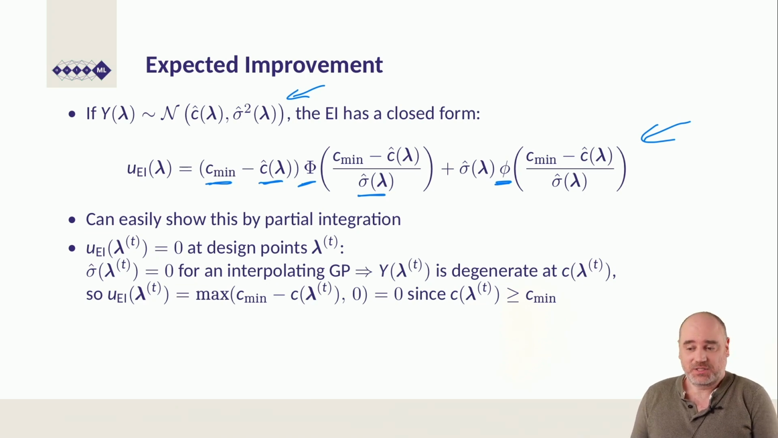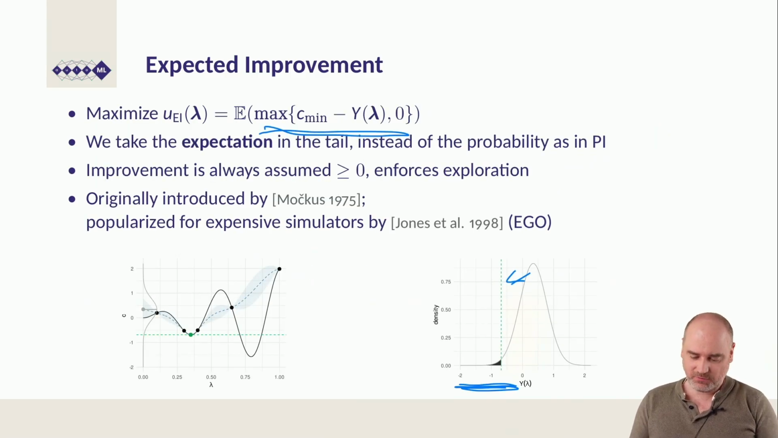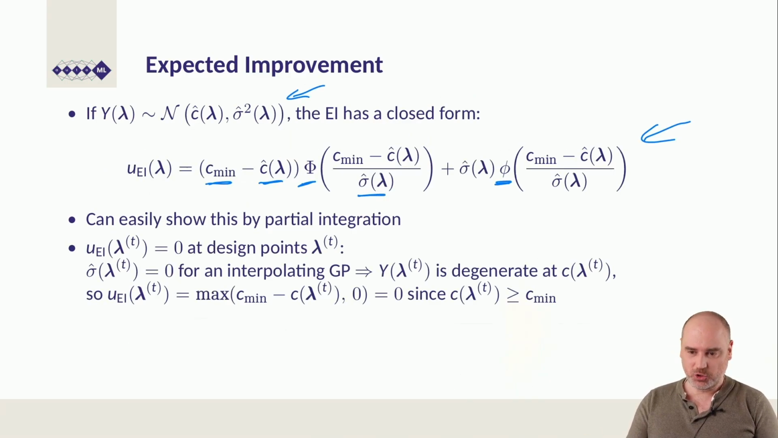And again, I'm not joking, it's a nice little exercise for students to show that this analytic formula is actually correct. You can do that by starting from this expression and then simply doing a little bit of partial integration on the 1D Gaussian. That shouldn't be too hard.